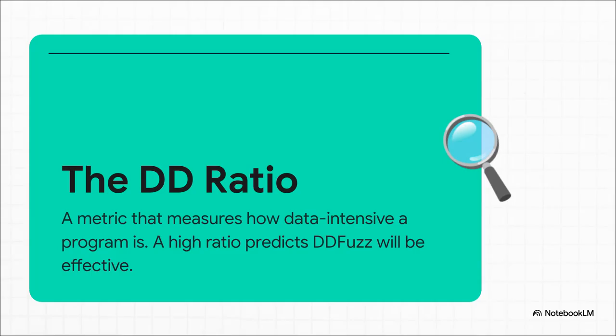What's really cool is the researchers even built a practical tool from this. It's a metric they call the DD ratio. It basically gives a program a score based on how complicated its data flows are. And if that score is high, it's a huge flashing sign telling developers, hey, you should probably use DDFuzz on this one. It tells them exactly when to bring in the specialist.